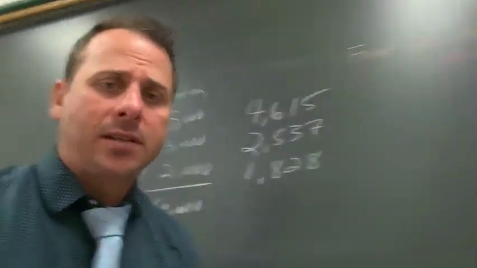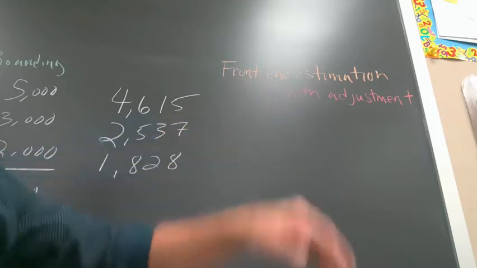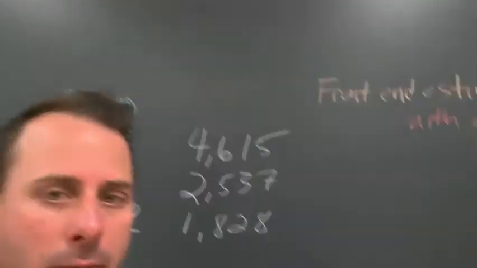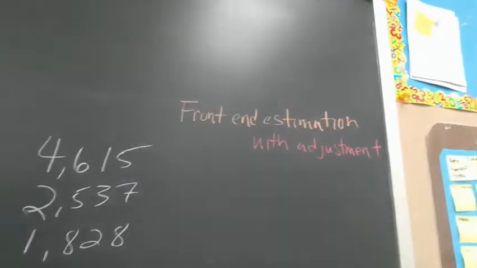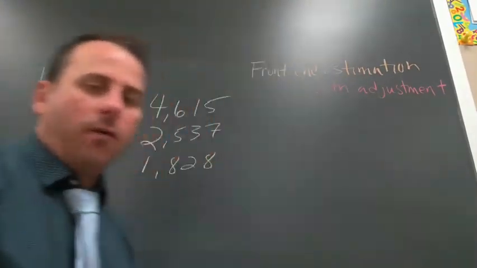So let's take a look at these same numbers with a different kind of strategy called front-end estimation with adjustment. I'm not sure if you can see that. There's a little bit of a glare. Front-end estimation with adjustment. That's what we're going to talk about in the mini lesson today for 1.4.